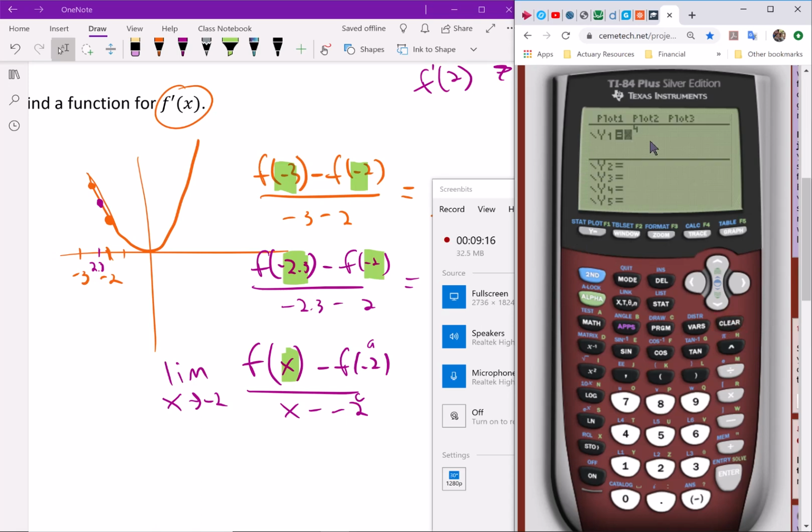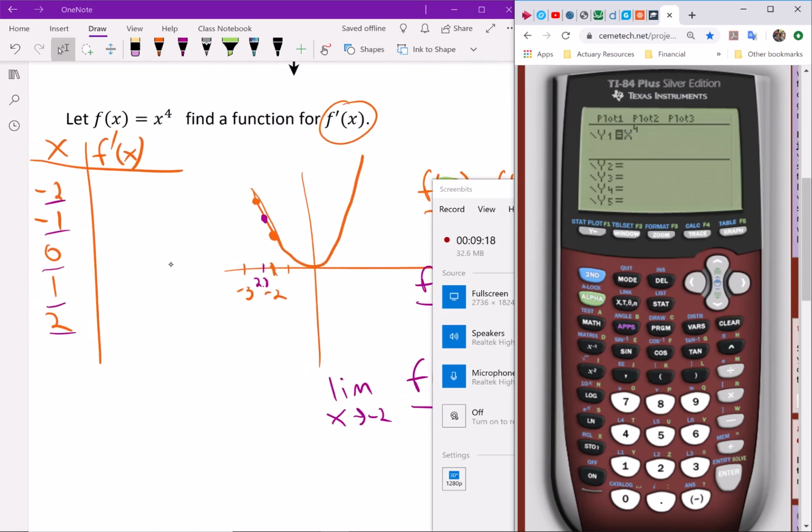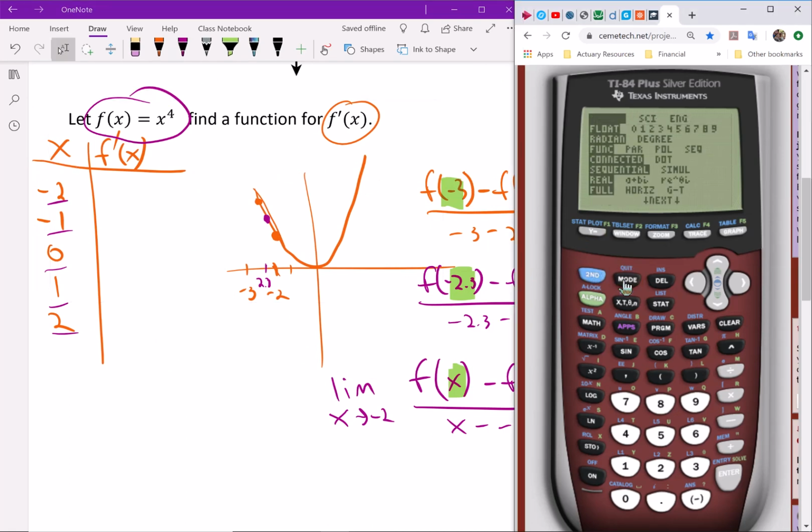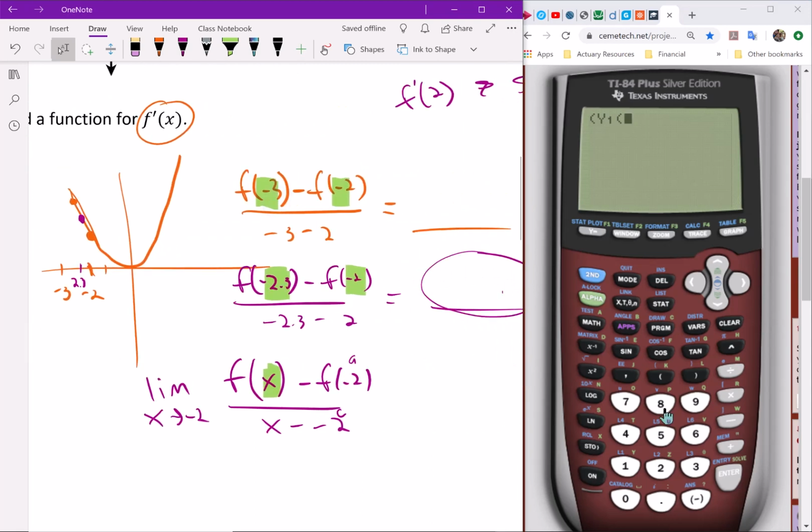First, we're going to go to y equals, and we're going to put in our function, right? Our function is f of x equals x to the 4th. So I type that in here. Next, let's put parentheses, alpha trace, I put it in y1, so we're going to do y1 of, let's do the first case, which is this one, negative 3, y1 of negative 3.